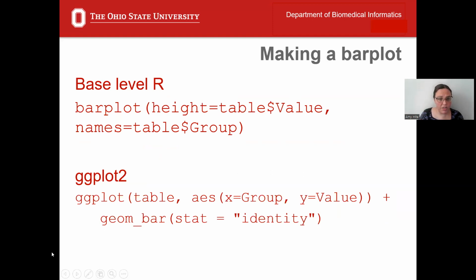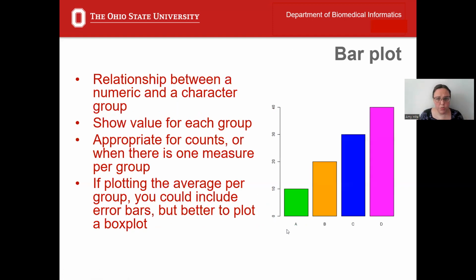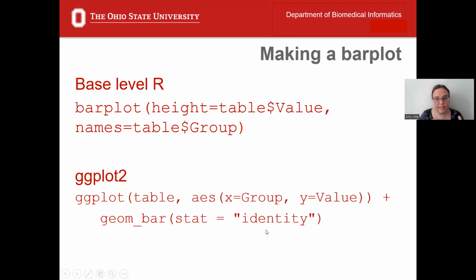For ggplot2, we give it our X grouping and our Y value. These would be column names. And then we add on geom_bar. And since in this example, we're just plotting the value that's already there, stat equals identity. If you need R to do the counting, then that's a different option here. And I'll show that in the code later.